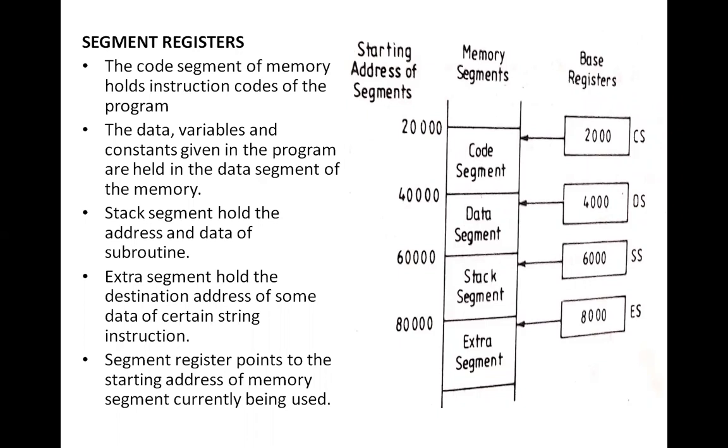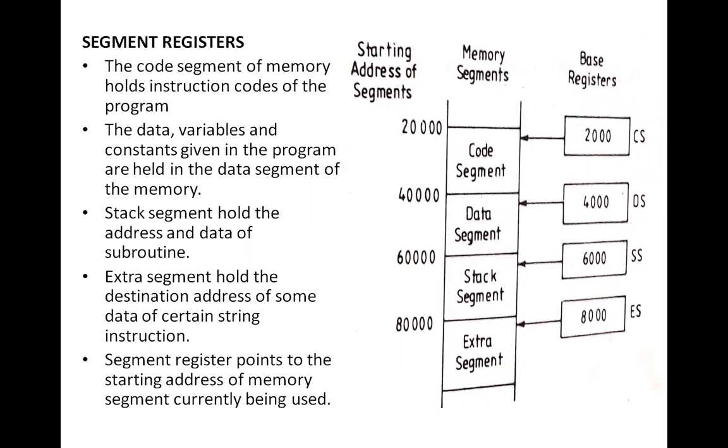Now, the code segment of the memory is going to hold the instruction codes of the program. The data, variables, and constants given in the program are held in the data segment of the memory. And the stack segment is going to hold the address and the data of the subroutine. It also holds the content of the registers or the memory location given in the push instruction.